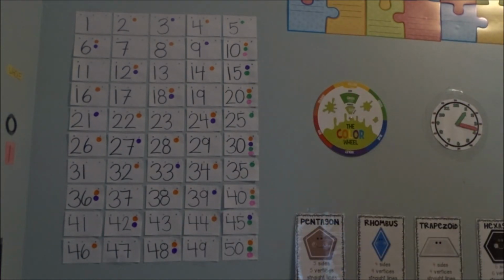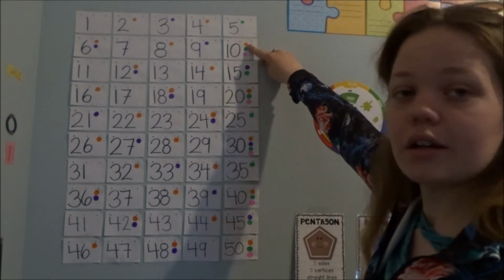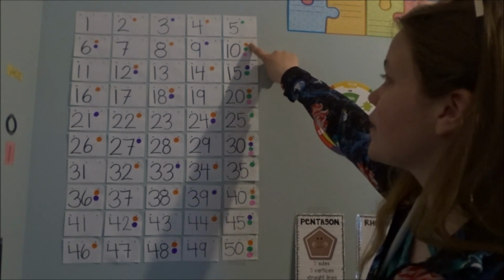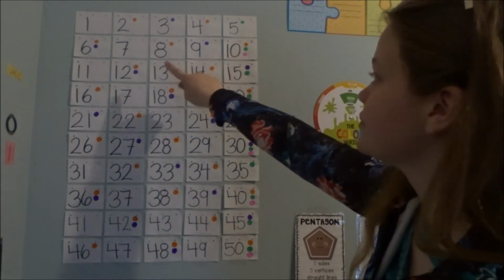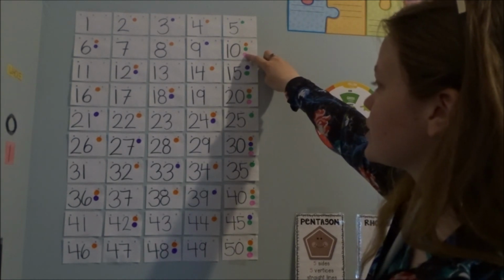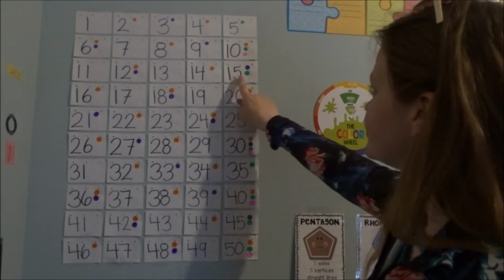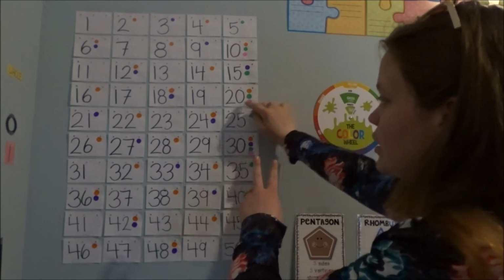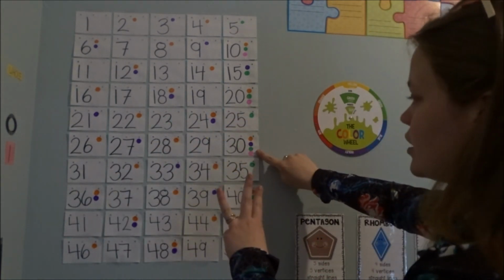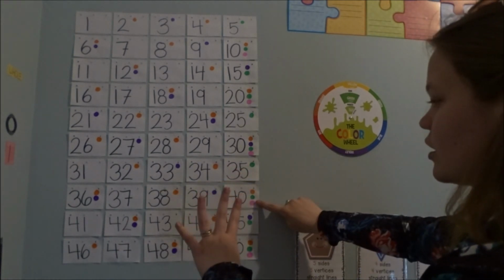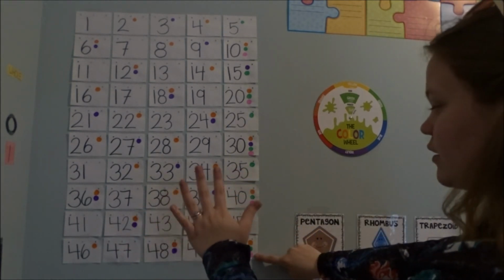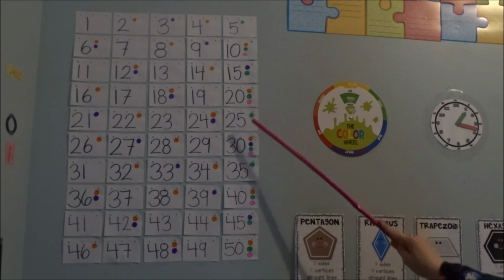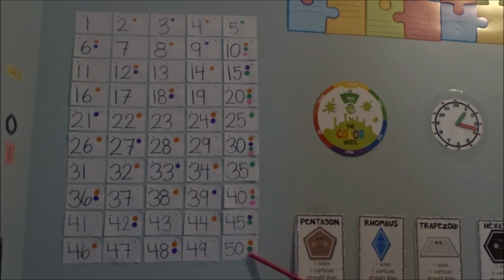Now, if we were going to skip count our 10s, we would be looking for the pink ones. So let's say we get 5 $10 bills. So let's count 5. 10. Oh, look, there's another one. If I have two 10s, that's going to be 20. 30. 40. And 50. Or we can just skip count on the chart. 10, 20, 30, 40, and 50.